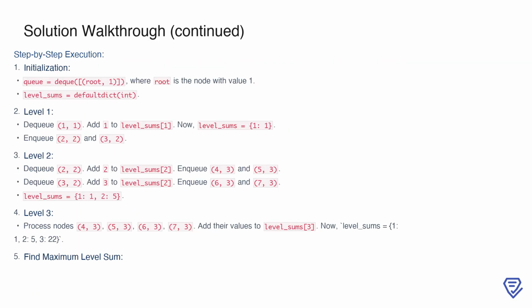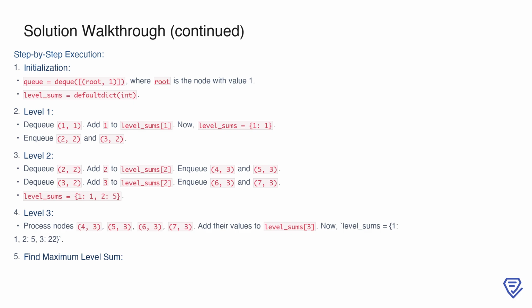Now, let's explore a balanced binary tree example. The root node, 1, has two children, 2 and 3. Each of these children has two children of their own, nodes 4, 5, 6, and 7 at level 3. First, we initialize our queue with the root node and its level, and an empty level_sums dictionary. At level 1, we dequeue the root node, add its value to the sum for level 1, and enqueue its children, nodes 2 and 3, at level 2.